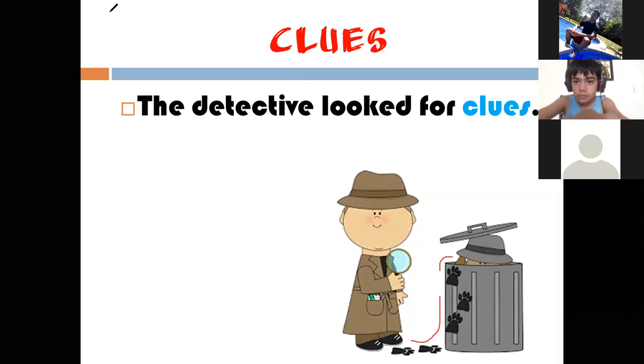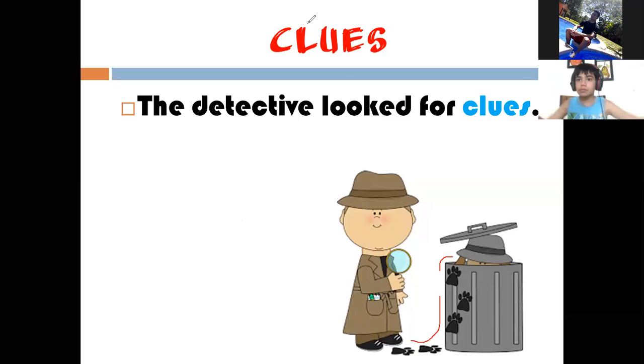Okay, let's continue with the other one. Outside, there is interference, I'm sorry. The detective finds clues. Yes, good example. Thank you so much. Okay, let's see the other example. Did you copy this example, guys? The detective looks for clues.